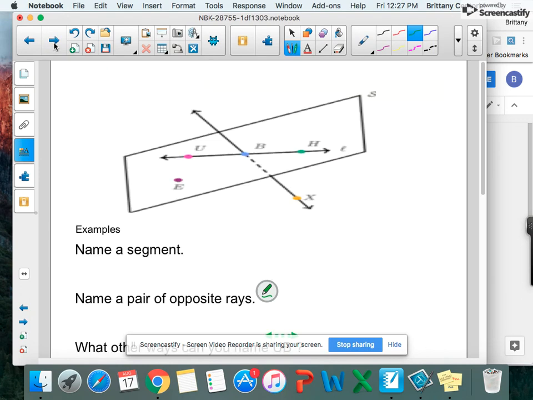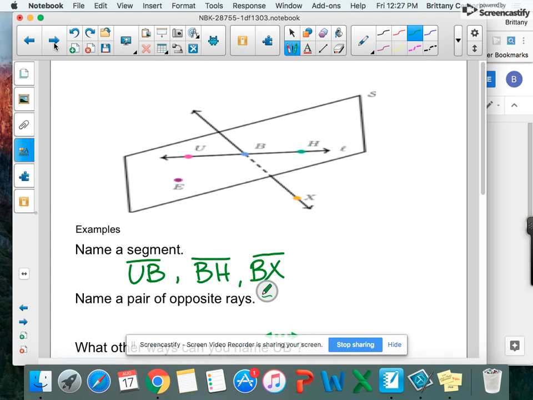We're just going to look at a few examples here. The first example says to name a segment using this picture. A segment, again, has to have 2 endpoints. There's multiple examples here. We're just going to throw up a few. We can go segment UB. The big thing is you want to make sure we're using capital letters and the correct label above. We can go BH, and we could also go BX. And again, you could flip-flop any of those letters.